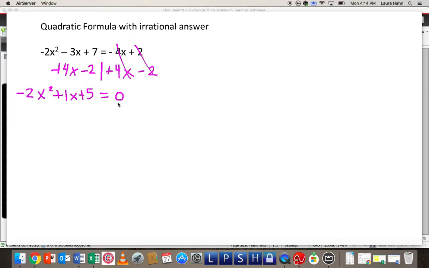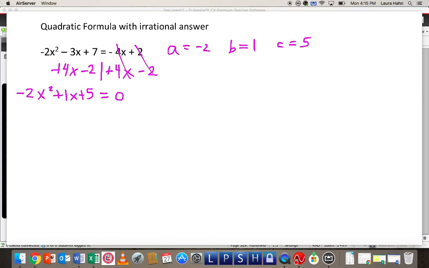All right, now that it's set equal to 0, I can identify my a, b, and c values. So a, I look in front of x squared, is -2. My b, I look in front of x, which is a +1. And my c, my constant, is the number by itself, which is a +5.